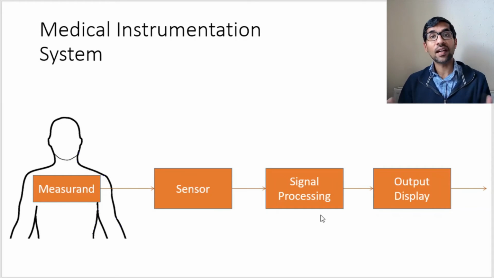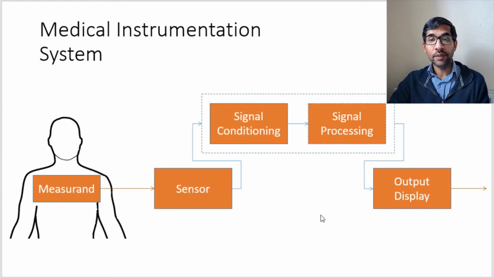But there may be other things as well that you want to do. And this kind of processing that you want to do so that the sensor output matches the kind of input that the signal processing requires can be described by a block called the signal conditioning block. Okay, so what is signal conditioning? Signal conditioning is basically converting the sensor output into a form that can be actually used by the signal processing.